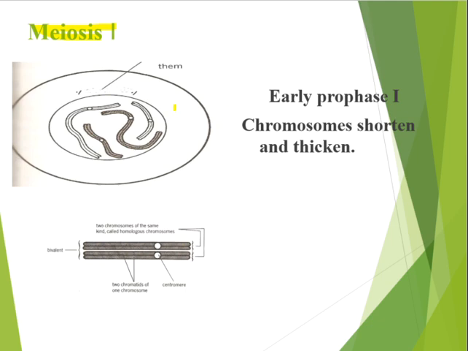This is early prophase 1, and the chromosomes shorten and thicken. As you can see, the chromosomes have become short and very thick. When you stain, you can see them clearly. Then on our diagram below, showing the chromosomes, 2 chromosomes of the same kind are called homologous chromosomes, and they form a pair we call a bivalent pair.